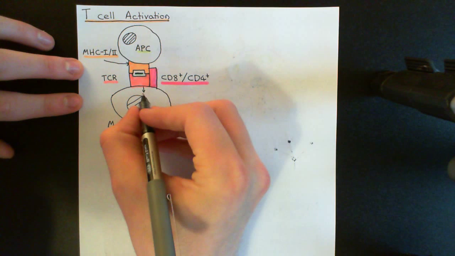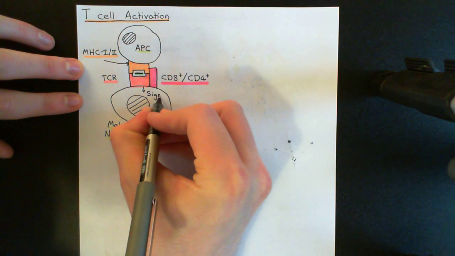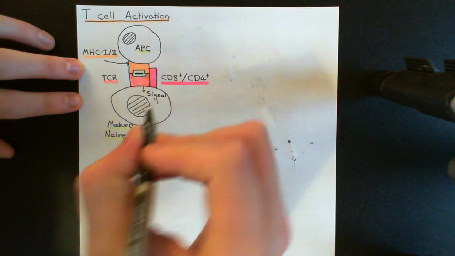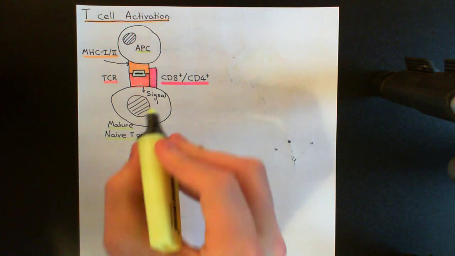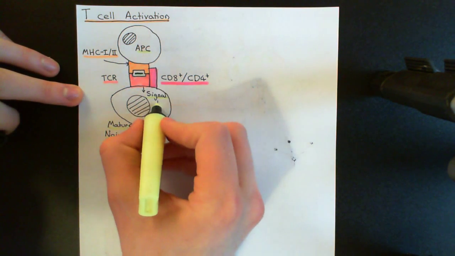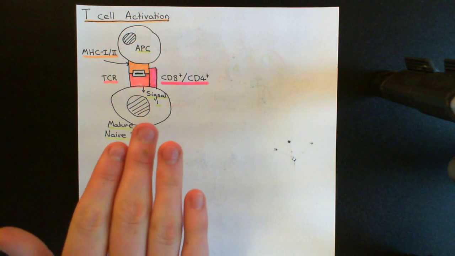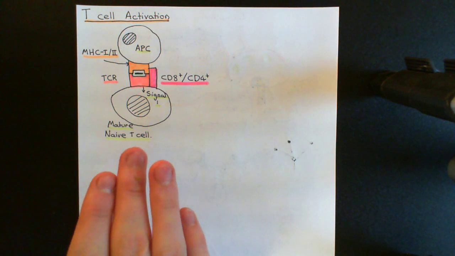But before we do study this signal in a little bit more detail, let me just give you the name for this. This is known as signal 1 for the activation of T-cells. So the formation of this sort of a complex here is going to deliver signal 1 to the mature naive T cell. And what I do want to do now is just study this in a little bit more detail.